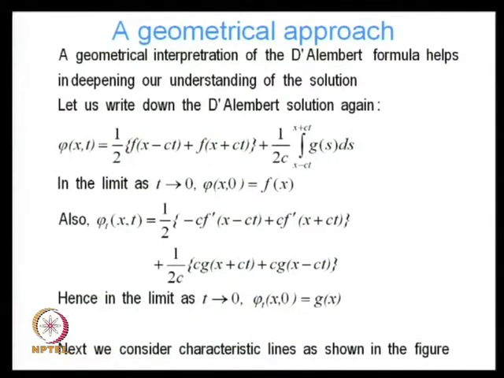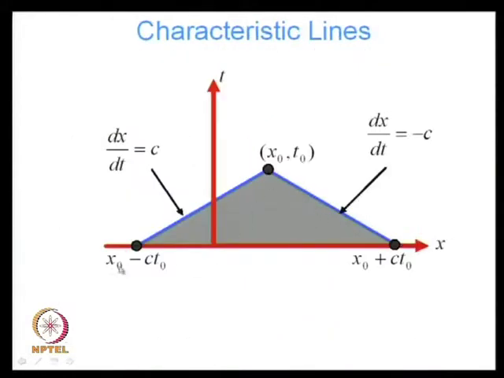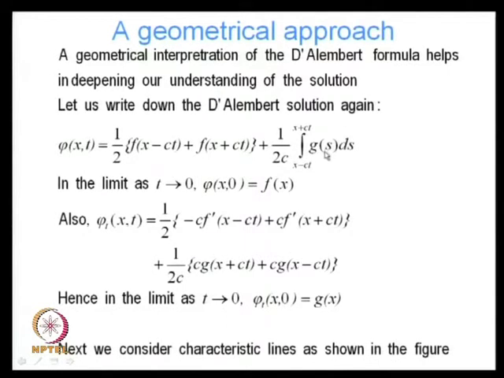This part depends on the integral, since I can write x minus c t as x 0 minus c t 0, from my equation of the characteristic lines. Since I can write x minus c t as x 0 minus c t 0, and x plus c t as x 0 plus c t 0, if I integrate along the t equal to 0 axis between x 0 minus c t 0 and x 0 plus c t 0, if I integrate this g s, then I know the entire solution.